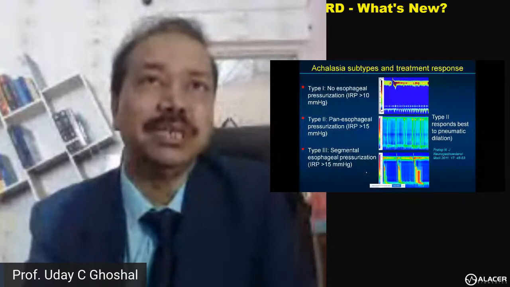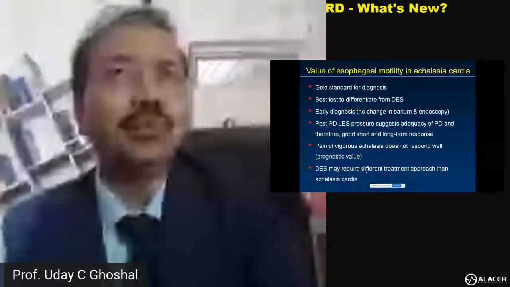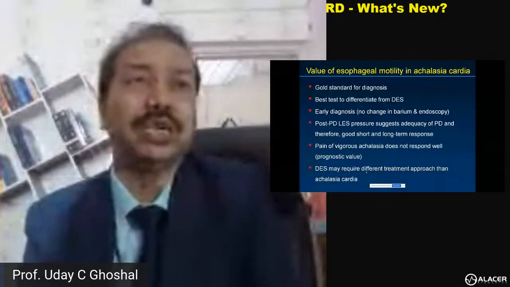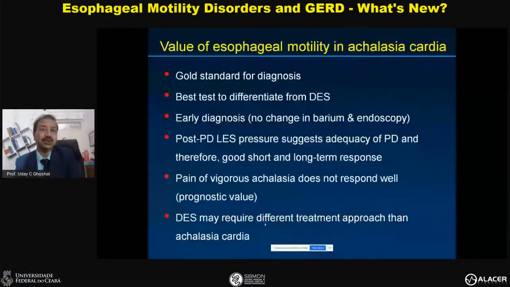So what is the value of esophageal motility in achalasia? It is the gold standard for diagnosis. It differentiates DS from achalasia. Sometimes even when people did not develop a florid picture on barium or endoscopy or even in manometry, you can actually tell this looks like achalasia. Post-pneumatic dilation LES pressure measurement suggests adequate pneumatic dilation response. I will show this.